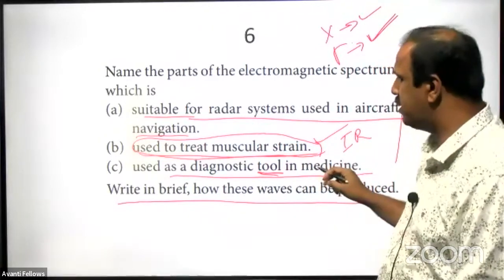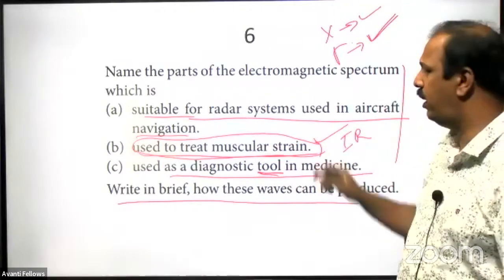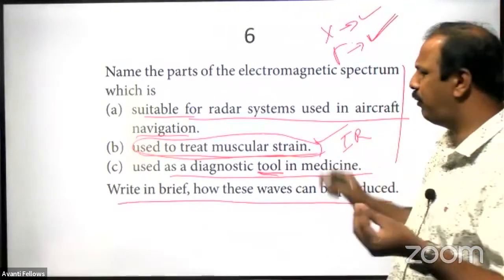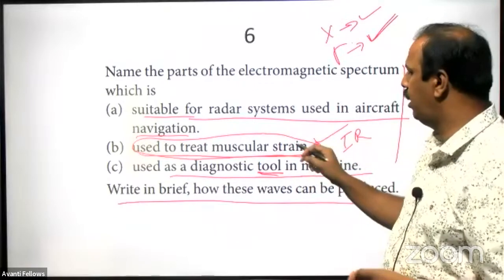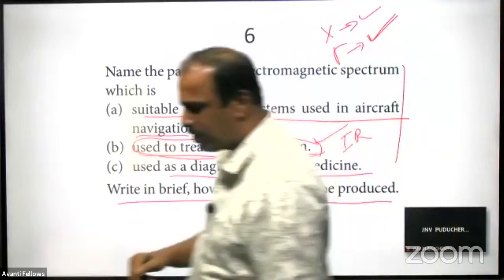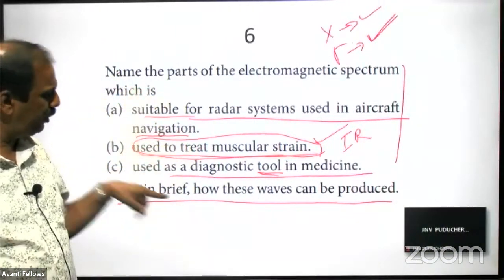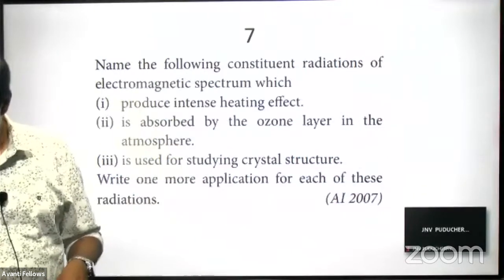X-ray we just now discussed. And this IR is produced by heat, hot objects, or we even have infrared LED which produces infrared radiation, and this microwave, it is an electronic transition. All those things we discussed. Okay, so how it is produced is coming as the second part of this one.